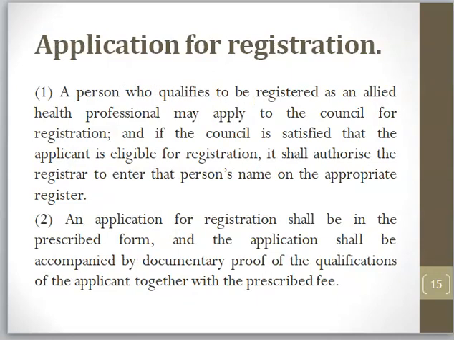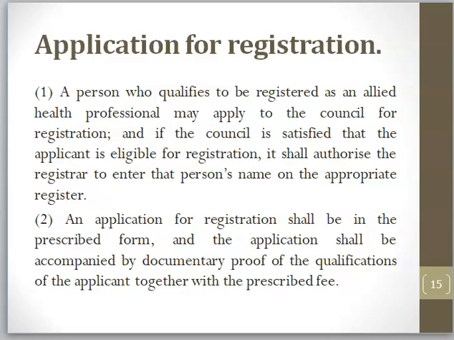How do you apply? Of course, you apply in prescribed form. Any person who qualifies to be registered as an allied health professional may apply to the council for registration. If the council is satisfied that the person is eligible, it shall authorize the registrar to enter the person's name in the register. Now, this application in prescribed form can be done in the regional offices of this Allied Health Council.